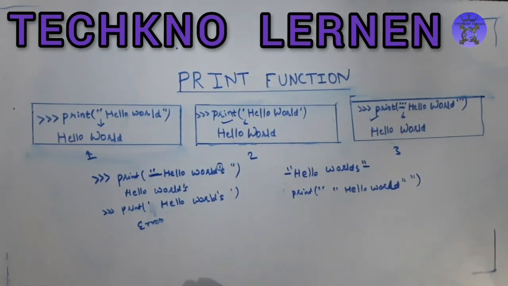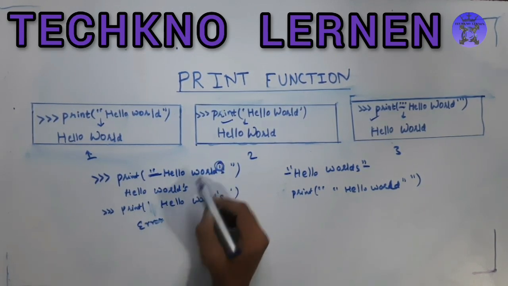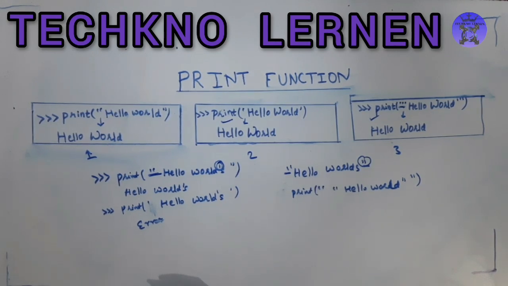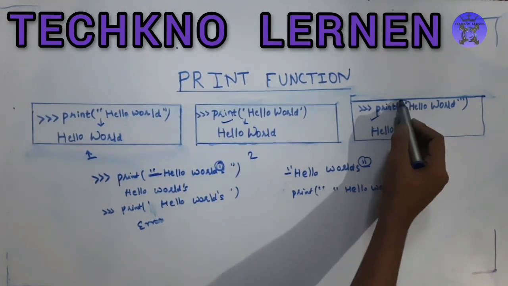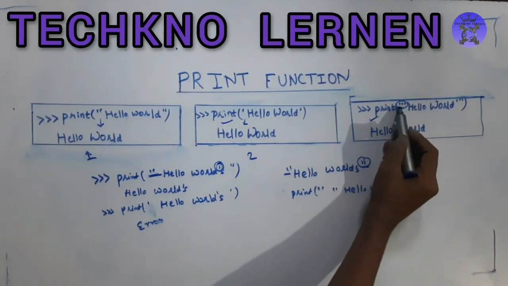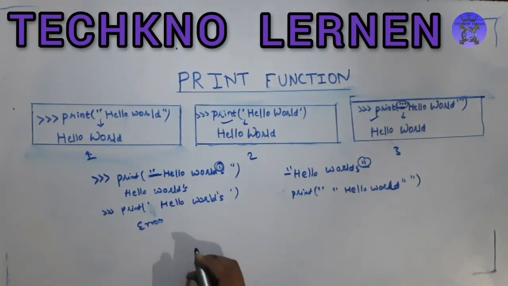And in this statement you can use either this one or this one. And if you use a combination of both, that is, containing single inverted comma and double inverted comma in your statement, then you can only use the triple inverted comma. Therefore I recommend you use only the triple inverted comma as a universal print statement.